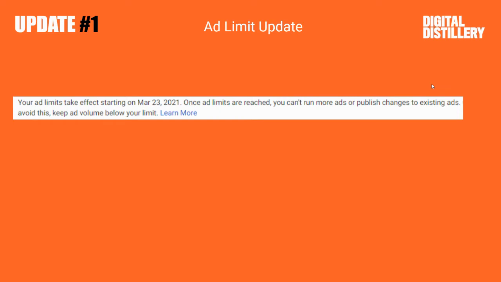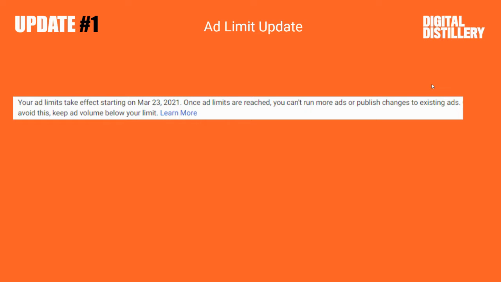So ad limits are now taking effect March 23rd. Previously, they were taking effect mid-February, so it looks like they just pushed it back by 1 month. And once these ad limits are reached, just to recap, you won't be able to run more ads or publish changes to existing ads. And this is for particular pages.